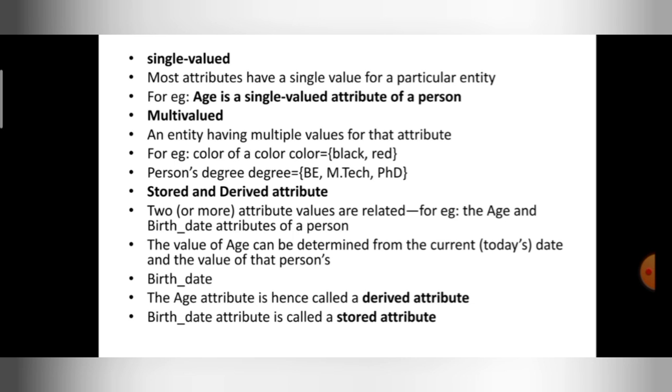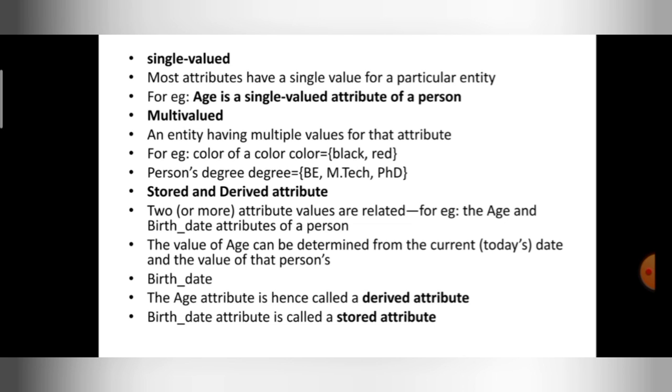But for some attributes, the values can be more than one. For example, an entity having multiple values for the attribute. For example, the color of a car. The color attribute can have different values: black, red, orange, like that. Person degree: a person can do multiple degrees, BE, MTech, PhD. Hope you are understanding, guys. Age can have only one value, but a person's degree can have multiple values. One attribute can have multiple values. Color attribute can have multiple values. Single valued attribute, multi-valued attribute.